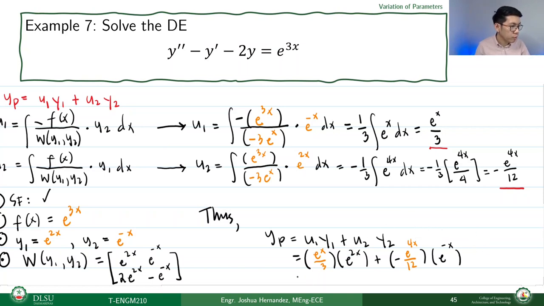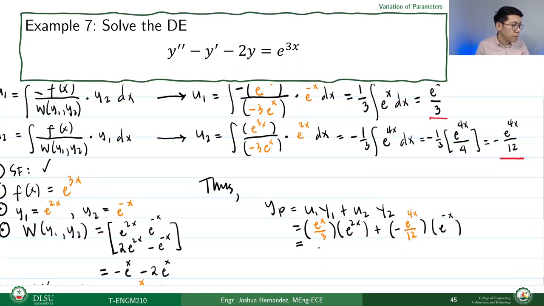And so simplifying, we'll get an expression of e to the x. We'll have e to the 3x over 3 minus e to the 3x all over 12. So simplifying again, the common denominator is 12, 12 divided by 3 is 4, 4 minus 1 is 3, therefore 3 over 12 or e to the 3x over 4. So this is our yp.